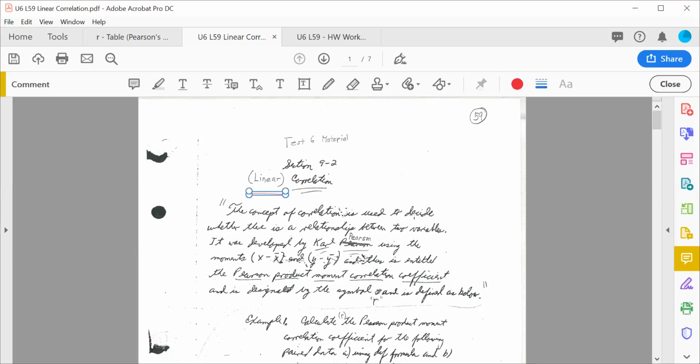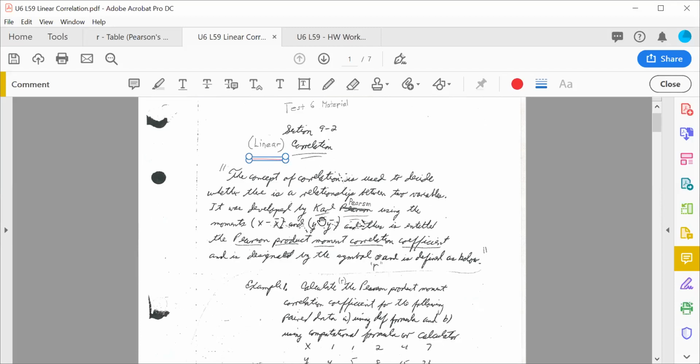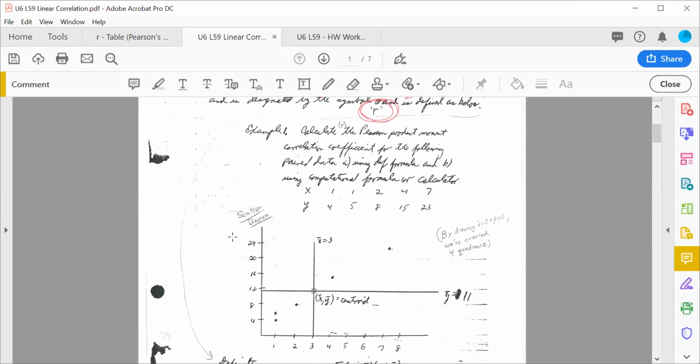The concept of correlation in general was developed by Carl Pearson. Cool dude, you can look him up. He came up with a statistic called the Pearson product moment correlation coefficient. Oh my goodness, that's a mouthful. We also just call it the linear correlation coefficient, and it's denoted with the letter R. We are going to calculate R for the following data.